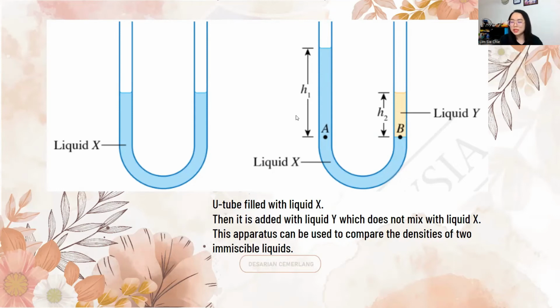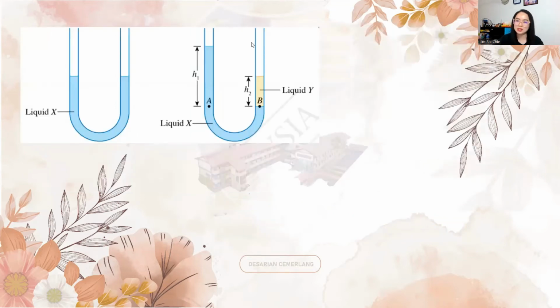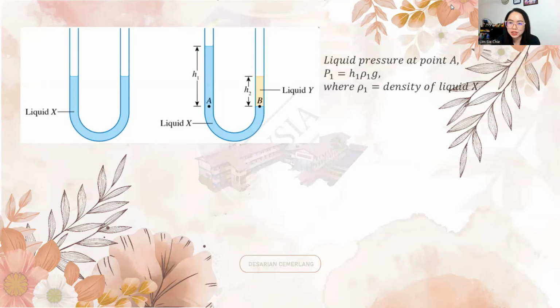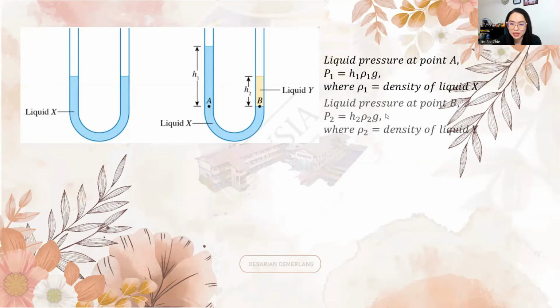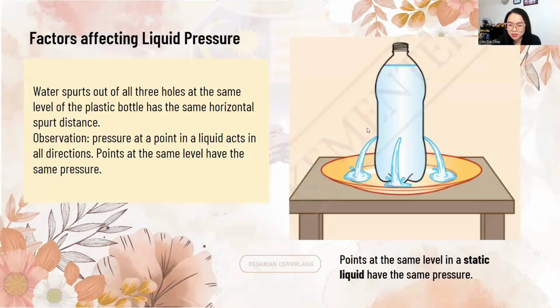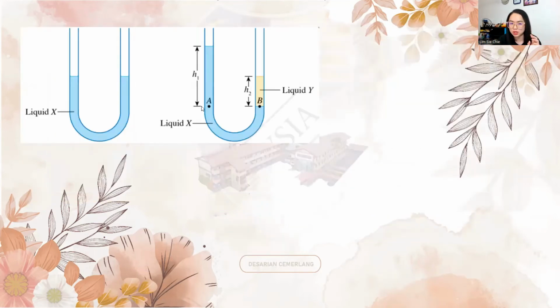Now, amazingly, when you look at this diagram, the pressures are the same. Let's analyze one by one. This is point A, and this is my point B. Remember in the previous slide, let me show you this slide, it shows that as long as you are at the same level, your pressures are the same. So we take into consideration points A and B. They are at the same level.